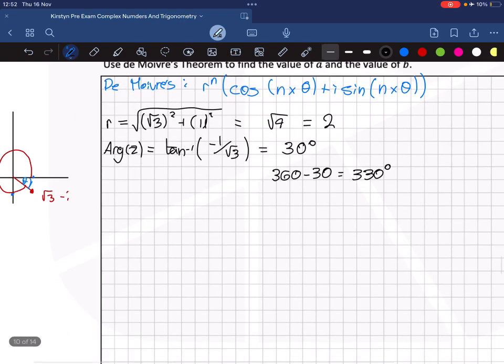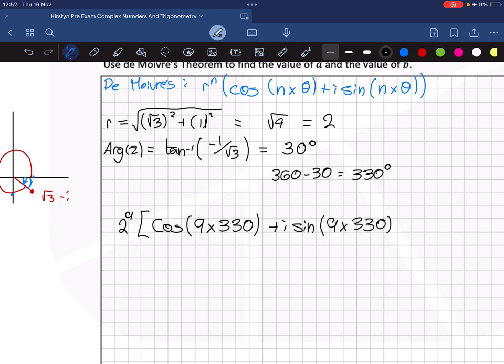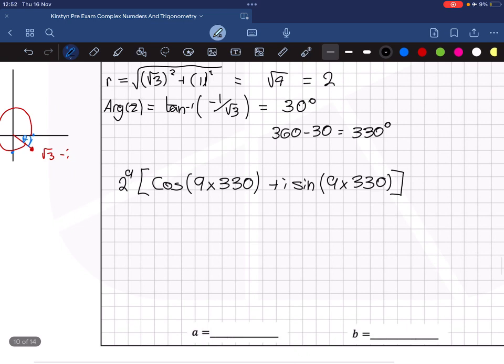Now we just fill in the formula. So we know that r is 2, and then we know that n is 9. This is going to be multiplied by the cosine of 9 by 330 plus i sine of 9 by 330. Plug those into your calculator. We get 2 to the 9 is 512. The cosine of 9 times 330 is 0, and this gets added on to the sine of 9 times 330, which is equal to 1. So there's just an i here. So then this is just equal to 512i. So our a is 0 and our b is 512.